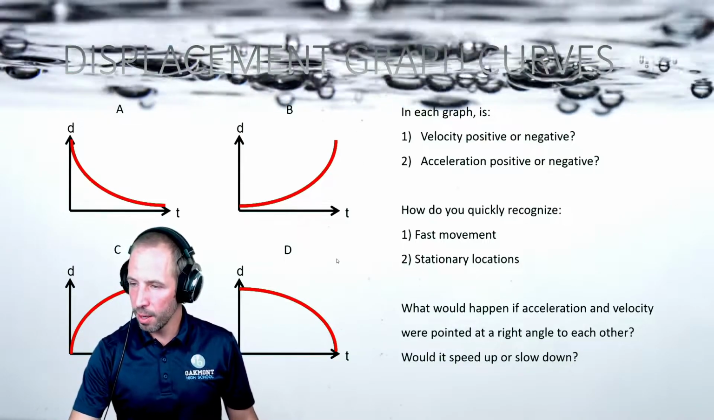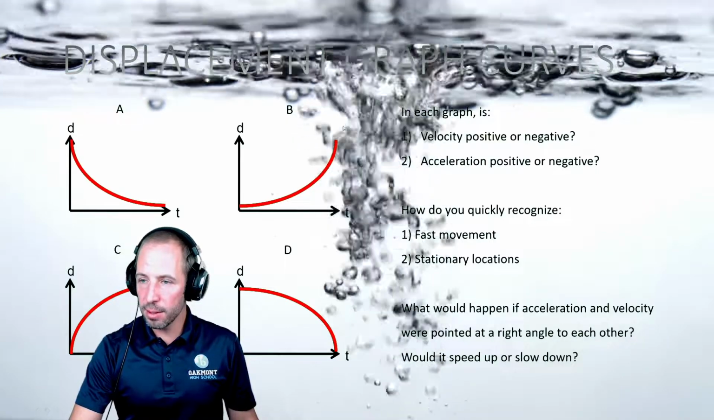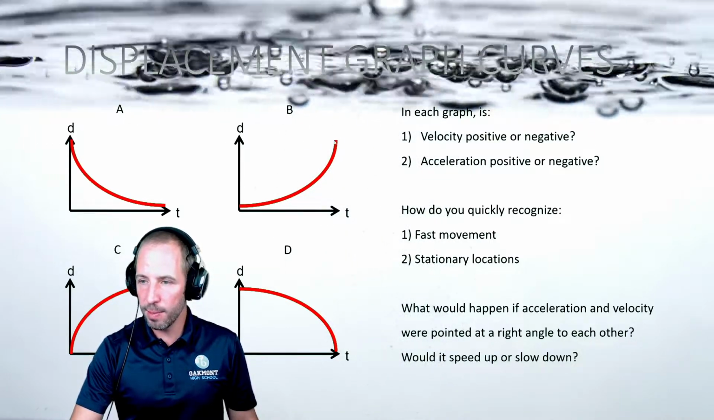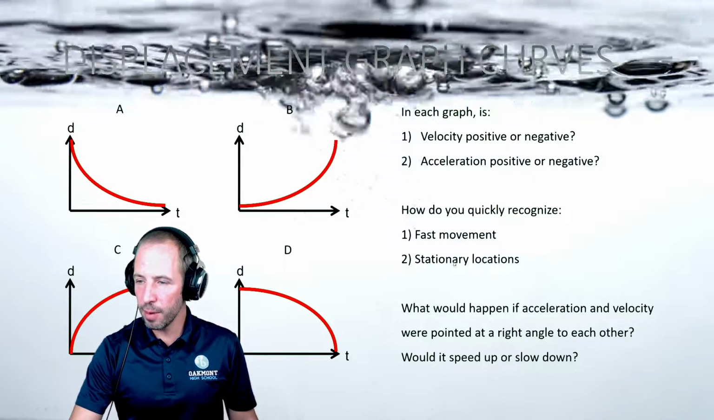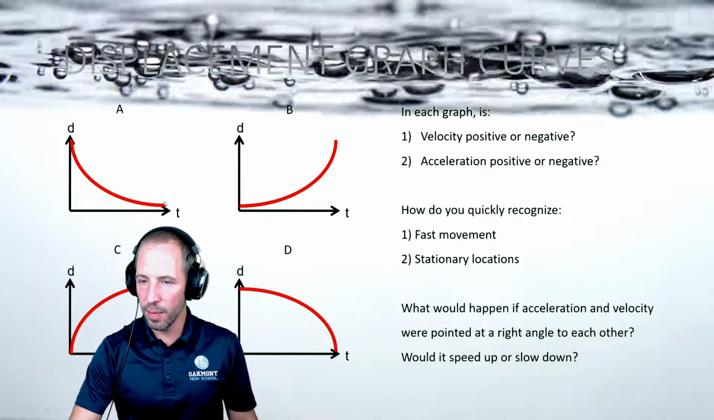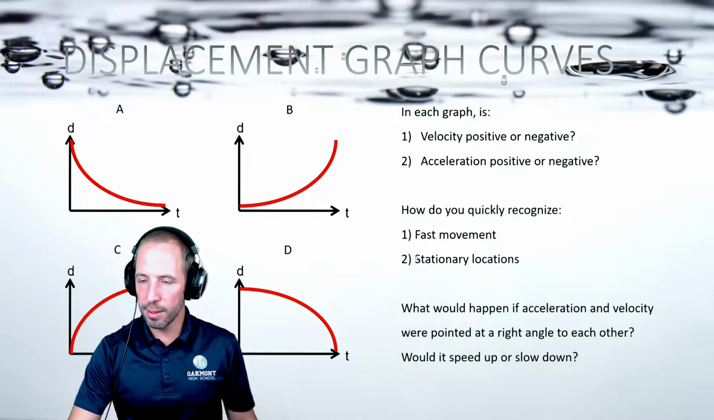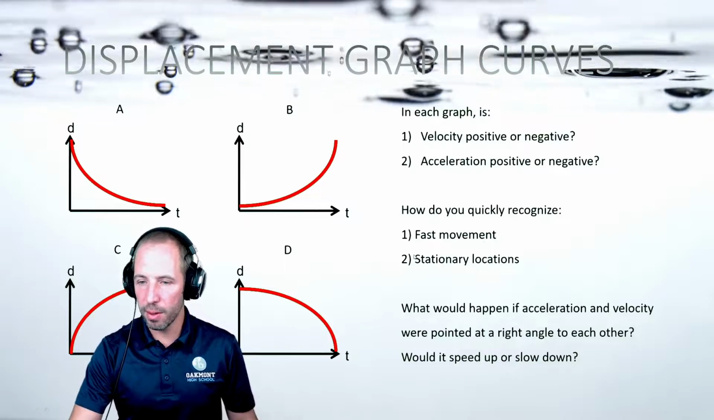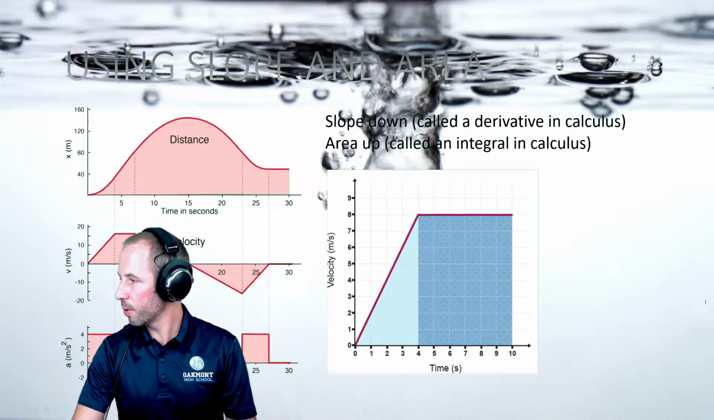Real quick, we can tell when something's fast because on a distance graph, the slope is steep. Whether that's steep uphill or steep downhill doesn't matter. We can tell where the object is stationary because the slope ends up at 0, where it's really, really flat, right at these points right here. So looking at the slope can tell us quickly about the overall speed of things. All right, let's keep going.